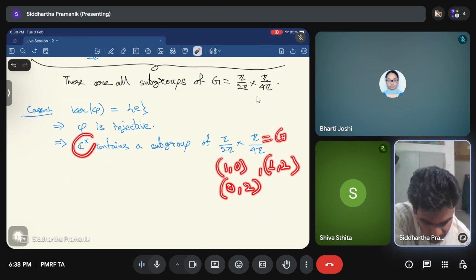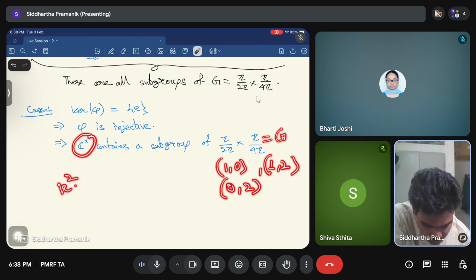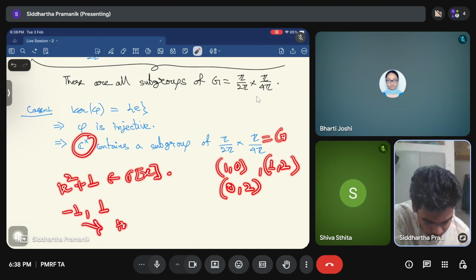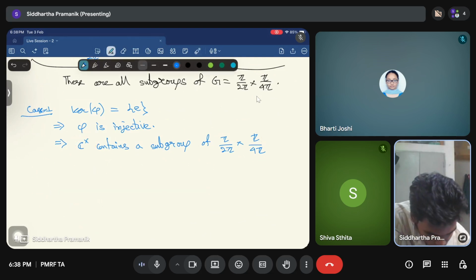But in C star, there is only one element of order 2. Why? Because x square minus 1, this polynomial, how many solutions are there? Only two solutions, minus 1 and plus 1. So definitely this cannot be a subgroup of C star, which is a contradiction.